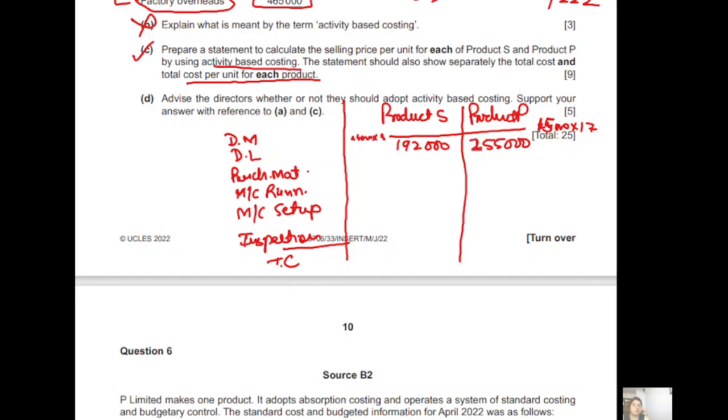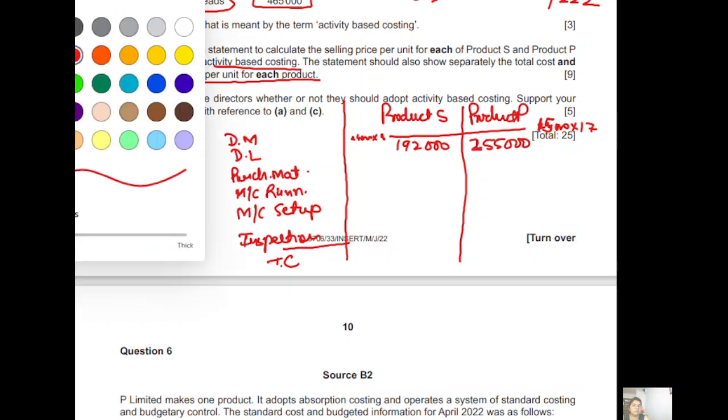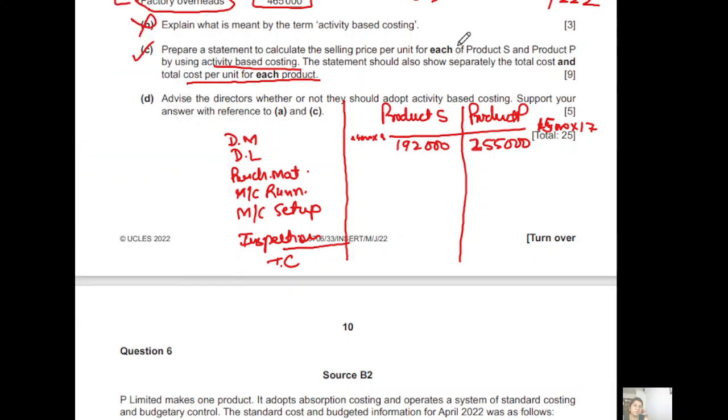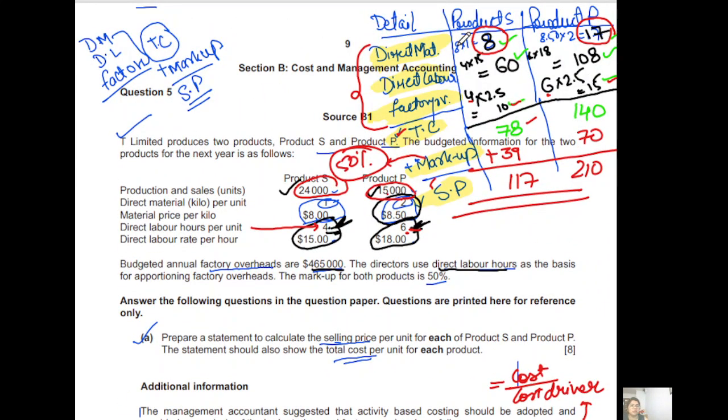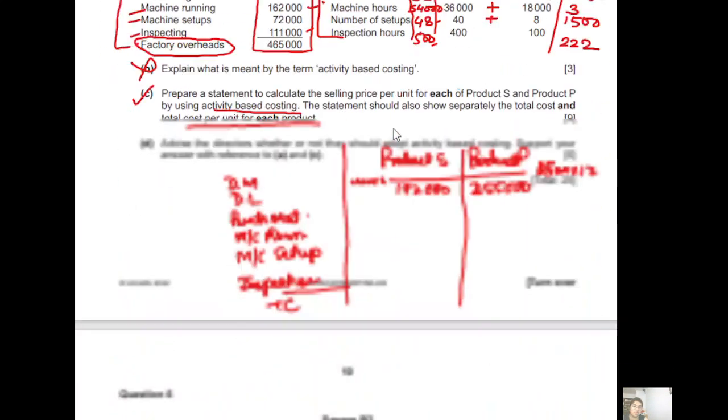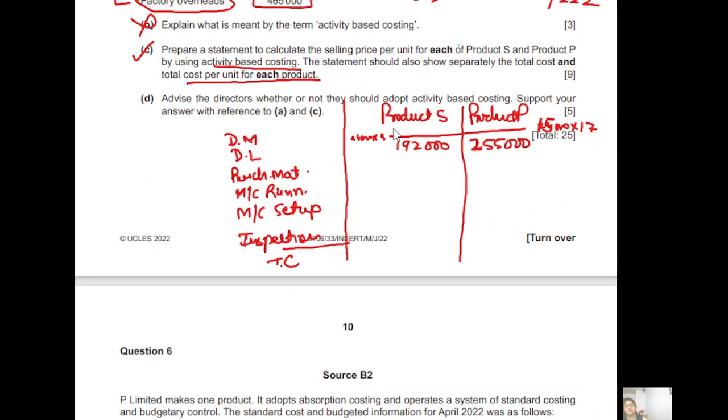Again, direct material you already calculated, so just use that. It is given that for product S you produce 24,000, and for product P you produce 15,000 units. That is given to you in the question itself, production and sale. And we calculated direct material, that is 8 and 17. So for ABC we are going to multiply that, so that we came to know 192,000 and 255,000 for product P.